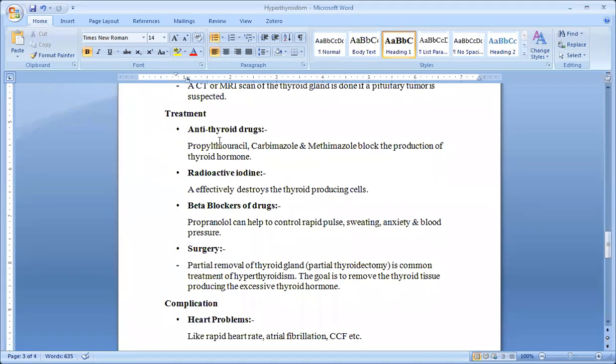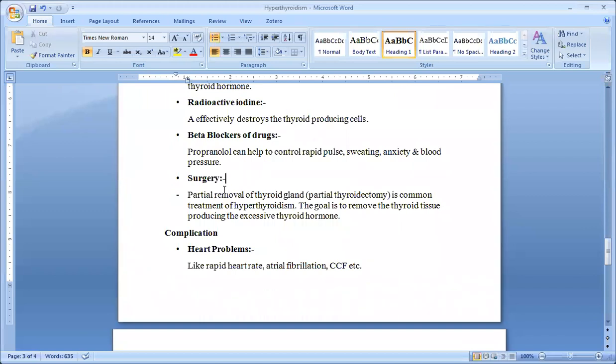Okay, so which type of treatment will we give? Anti-thyroid drugs, which stop the production or secretion of thyroid hormone. Example, propylthiouracil. Okay. Radioactive iodine, by radiation, destroys the thyroid producing cells. Beta blockers for what? To control the rapid pulse rate, sweating, anxiety, and blood pressure. Surgery, partial removal of the thyroid gland, is called a thyroidectomy.